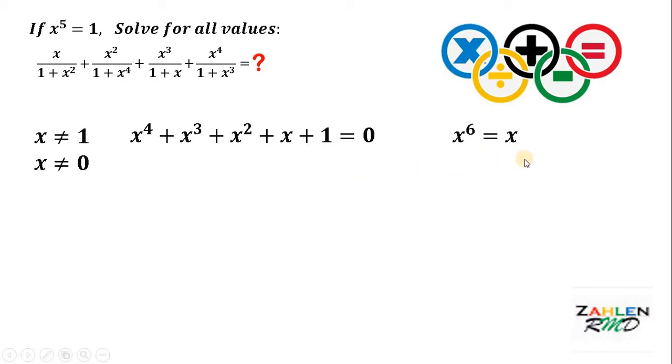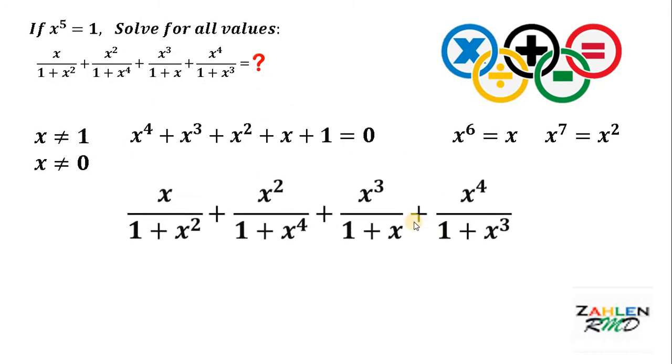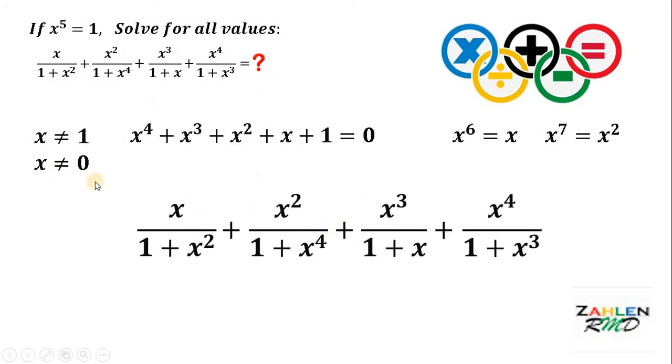Now again, with the same reasoning, since x is not equal to 0, it is safe to multiply both sides by x. If we do that, we get x raised to 7 equals x squared. Now we will use those values to evaluate our expression. Now let's take our expression again. Now what we're going to do is to make all numerators equal x raised to the fifth power. Therefore, in the first term, let's multiply the numerator and denominator by x to the fourth power.